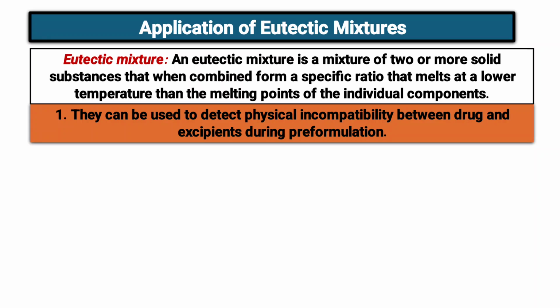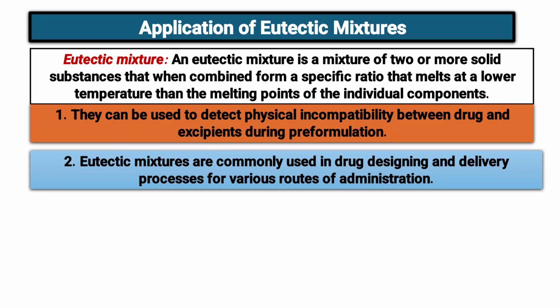So eutectic mixture is used to detect physical incompatibility. Incompatibility means the drugs are unstable, not compatible with each other. There are physical, therapeutic and chemical incompatibilities, which are the types of incompatibility. So this eutectic mixture is helpful to detect physical incompatibility between drug and excipient during pre-formulation.